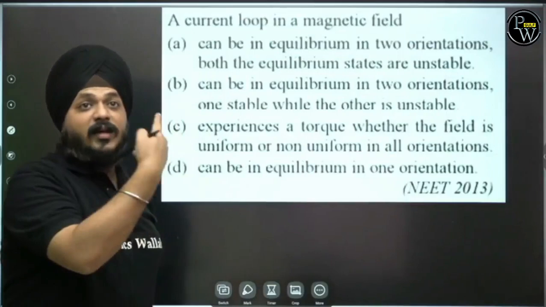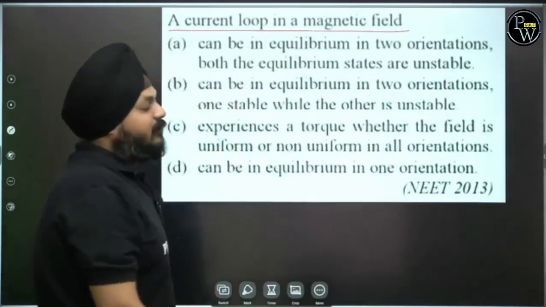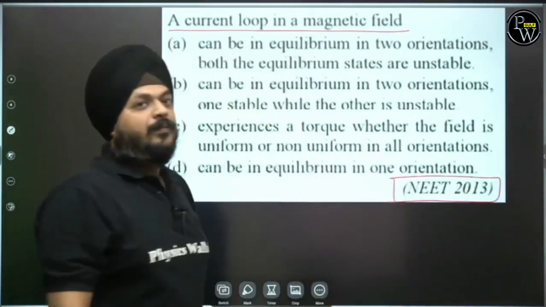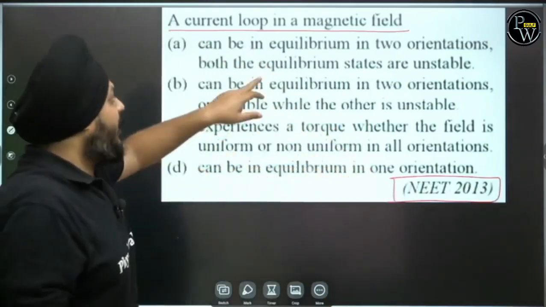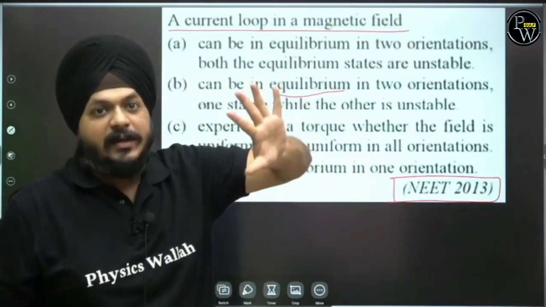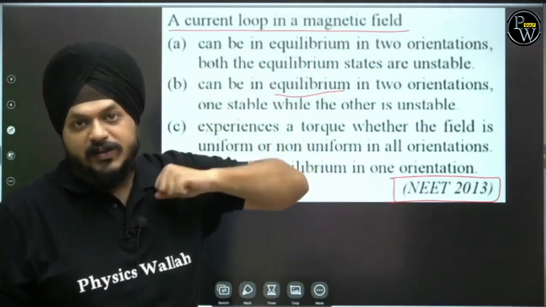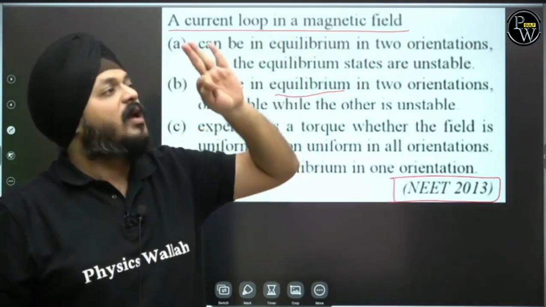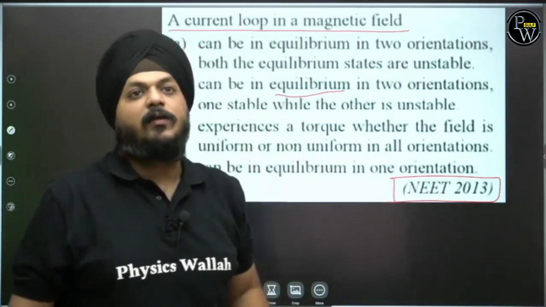Now what we are moving on to. Here comes another question: a current loop in an external magnetic field. The question was asked in NEET 2013. Here we are going to discuss equilibrium conditions, which you are all aware of because you have seen them in the 11th standard. In Newton's laws of motion, in work, energy and power, in rotational motion, in gravitation, everywhere you have seen the equilibrium conditions.